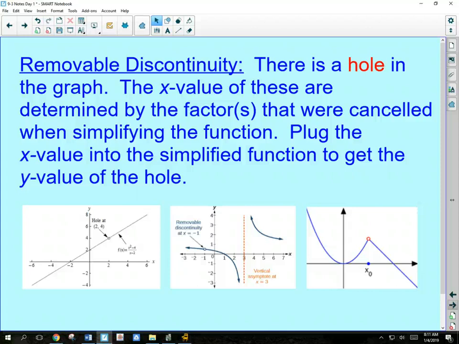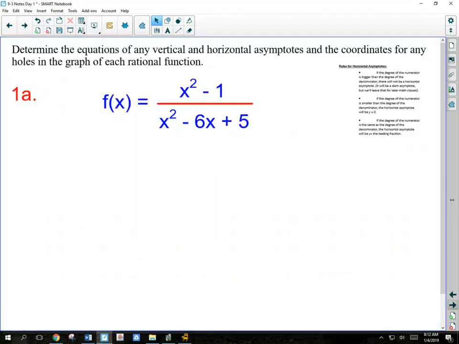Okay, so here is the hole, and there's a little bit more information here about how you find the hole. Again, it comes from factors that get canceled out, and then you can get the x value that way, and then you plug the x value in to get the y value. And again, I know this makes absolutely no sense until we actually do an example, but you can see pictures of holes right here. So there's a break in the action. Those are holes, and holes are called removable discontinuity. Okay? All right, so here we go.